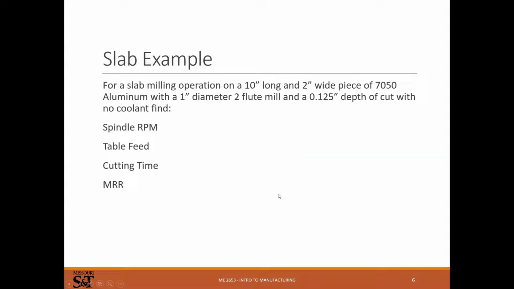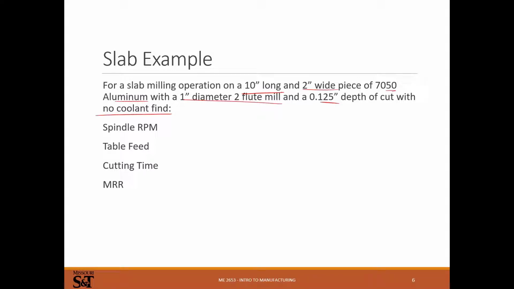Slab example here. Let's say we are doing a slab milling operation on a 10-inch long block of aluminum that's 2 inches wide. We'll say it's 7050 aluminum, which is a pretty strong aluminum, like 60 to 70 KSI yield strength. Pretty good stuff. We'll use a 1 inch diameter 2 flute mill. We're going to use a 1/8 depth of cut, which might be a little aggressive. We're not going to use coolant either in this, and I'll talk about why that's all relevant in a second. This is an example that I made up this morning. I noticed the slides that I'd taken from a previous instructor didn't really have any examples on them, so I wanted to make sure I included some examples in this.